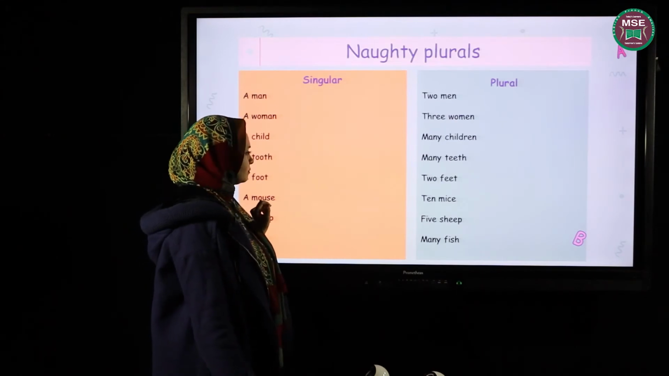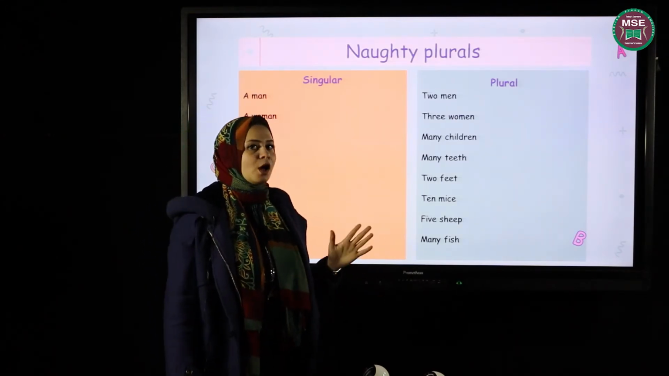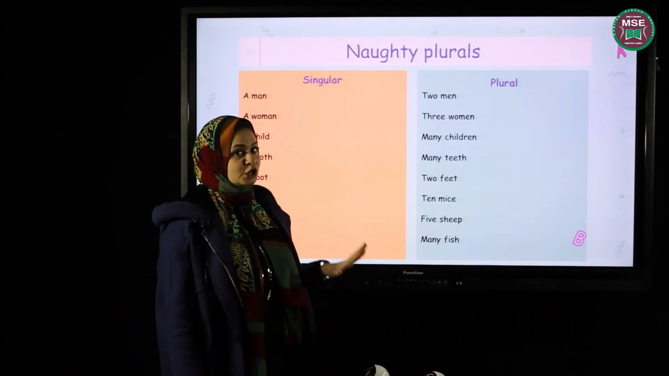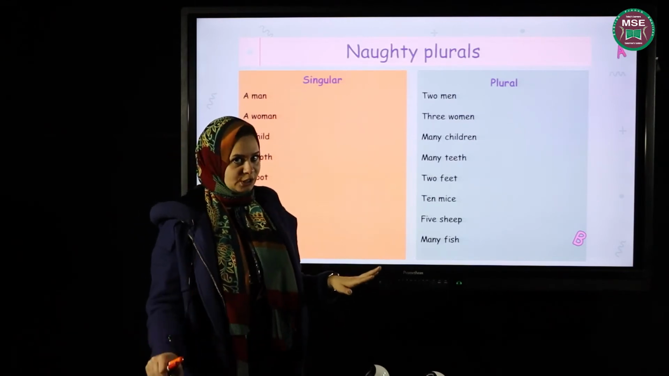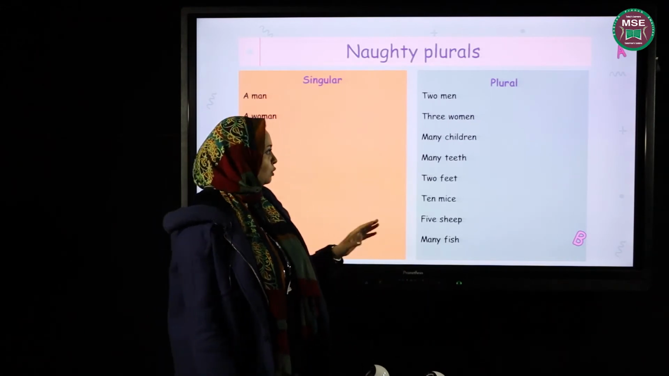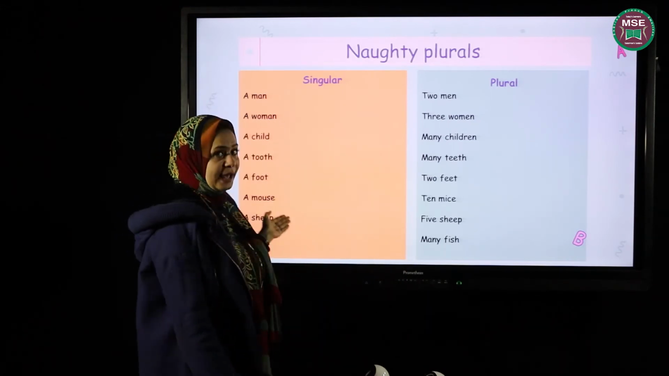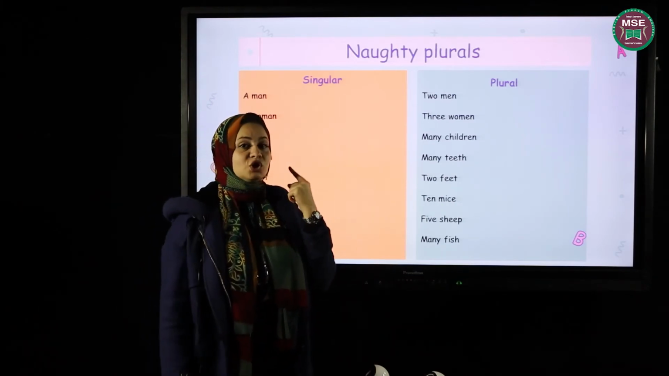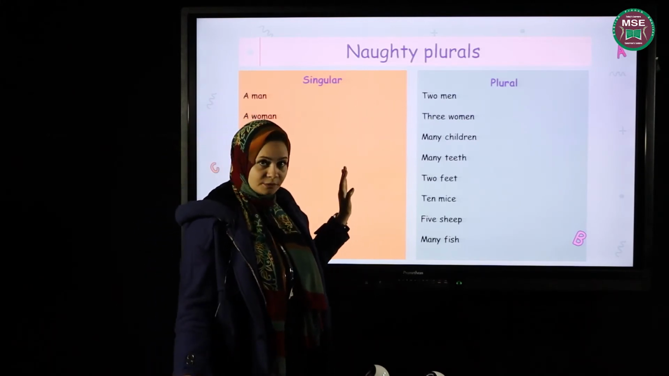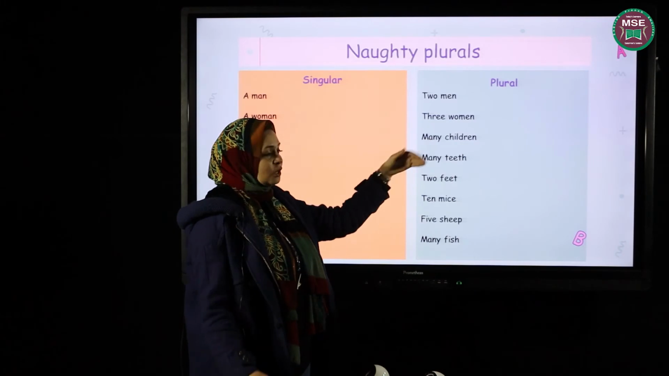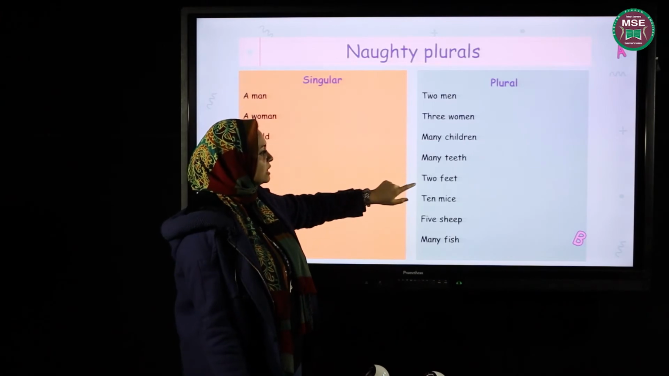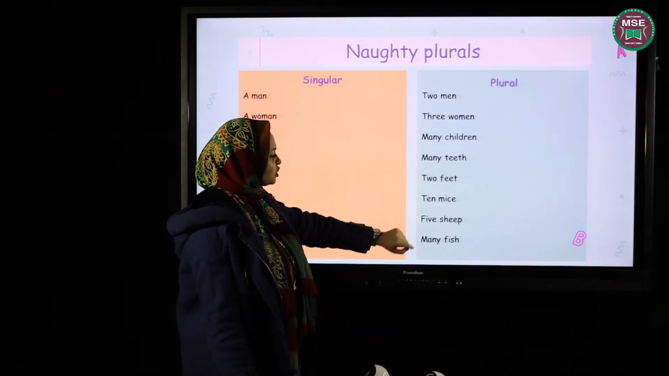A mouse, ten mice. A sheep, five sheep. Sheep and sheep. Fish, a fish, many fish. So we put a or an to say that this is just one in the singular form, but we can't put a or an in the plural. It's not allowed to put a or an while you are saying there is more than one. Like that: ten men, three women, many children, many teeth, two feet, ten mice, five sheep, many fish.